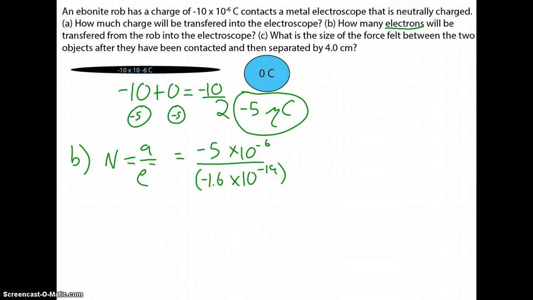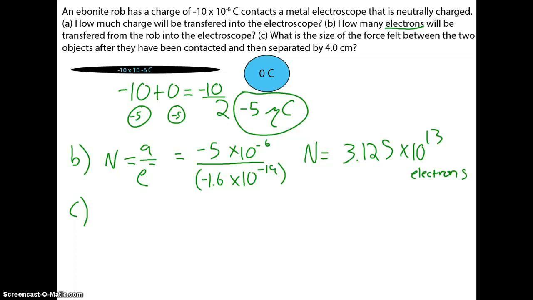And then you calculate that, and you get number of electrons equals 3.125 times 10 to the 13th electrons. Now the last part, C. What is the size of the force felt between the two objects after they have been contacted and then separated by 4 centimeters? So right away, the radius is going to equal 0.04 since you need to go to meters.